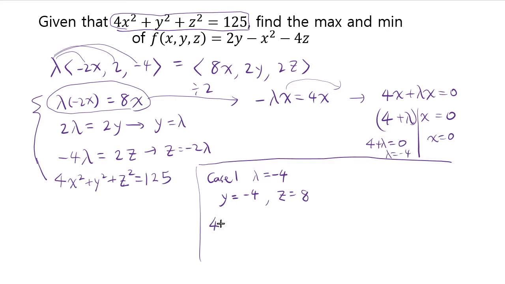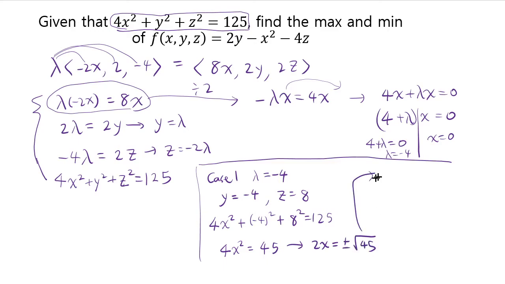So 4x squared plus negative 4 squared plus positive 8 squared equals 125. 8 squared is 64, negative 4 squared is 16. 16 plus 64 gives you 80. Subtracting from 125, we get 4x squared equals 45. Take the square root of both sides. Now be careful. If you take the square root of both sides, you get plus or minus square root of 45.